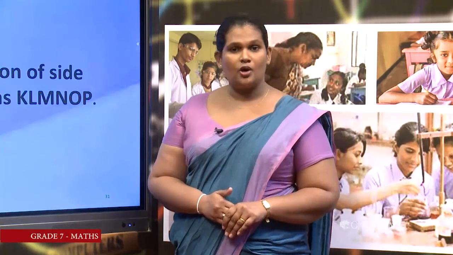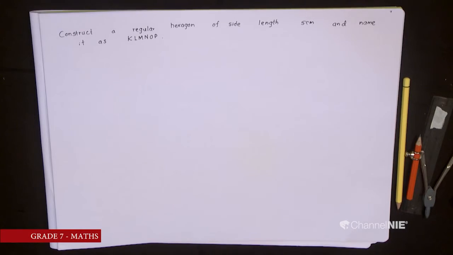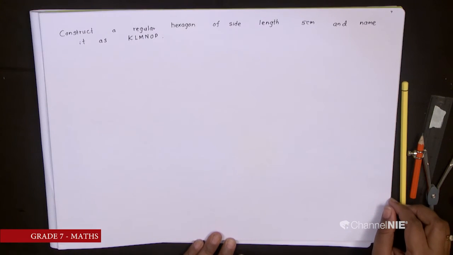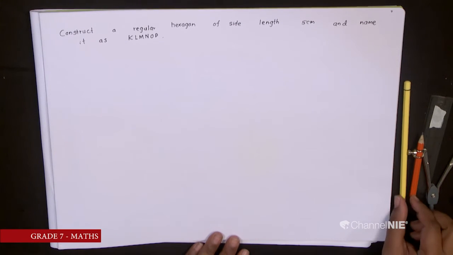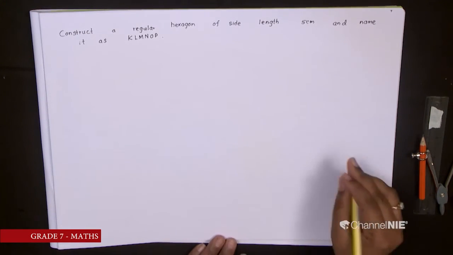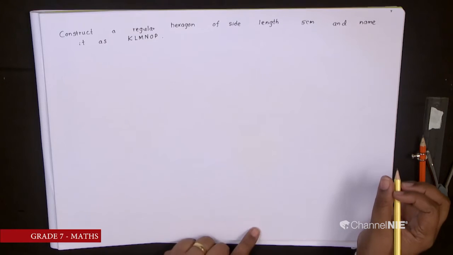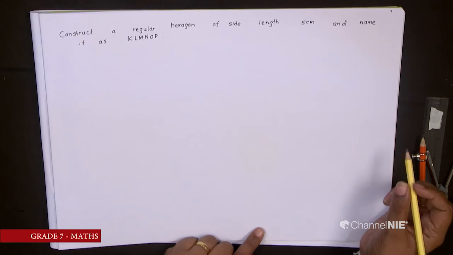Right. Now, let's move on to the construction of the regular hexagon. Right. Now, we are going to construct a regular hexagon of side length 5 centimeters and then we have to name it as KLMNOP. Right. But now we are going to use a different method to construct this regular hexagon. Now we are going to construct it by means of equilateral triangles. So first of all, I'll draw the rough sketch of the figure that we are going to construct.